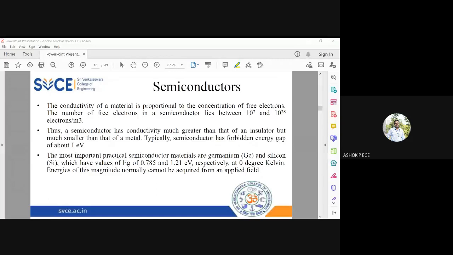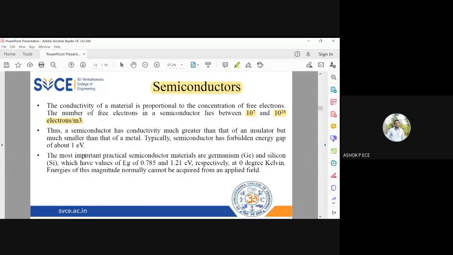So having studied about metals and insulators, now we are going into the topic of our interest, semiconductors. Semiconductors, as the name indicates, fall between conductors and insulators. So definitely the number of free electrons will be between the two numbers. For insulator, it's 10 power 7. For conductor, it is 10 power 28. So for a semiconductor, the number of free electrons will be between 10 power 7 and 10 power 28 electrons per meter cube.